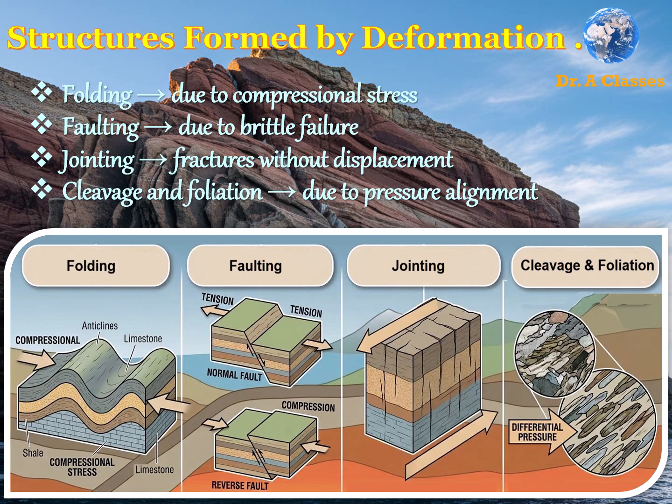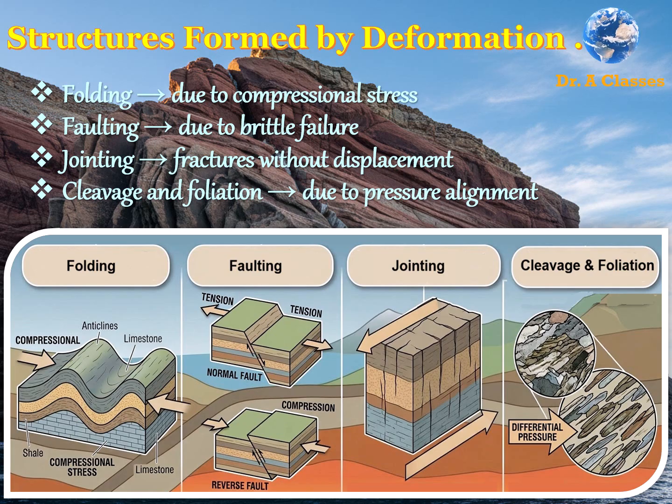Folding. When rocks are deep enough to be warm and ductile, they behave like plastic. Under compressional stress, these layers bend rather than break, creating the wave-like arches and troughs we see in the mountain ranges. Faulting. Closer to the surface, rocks are cold and brittle.